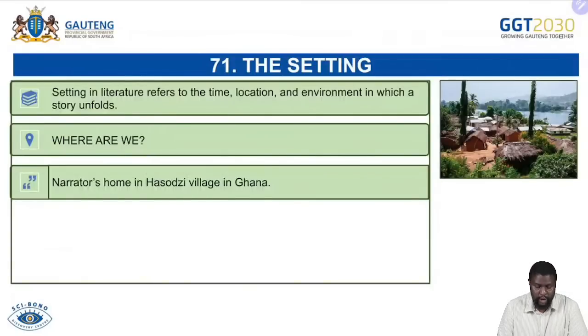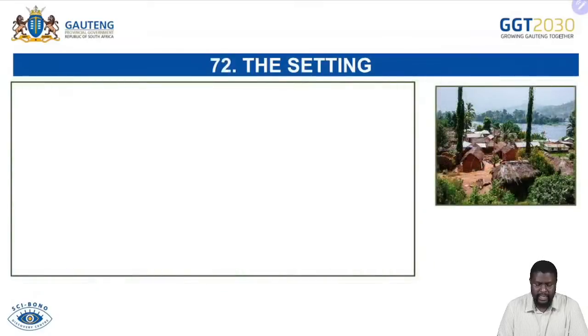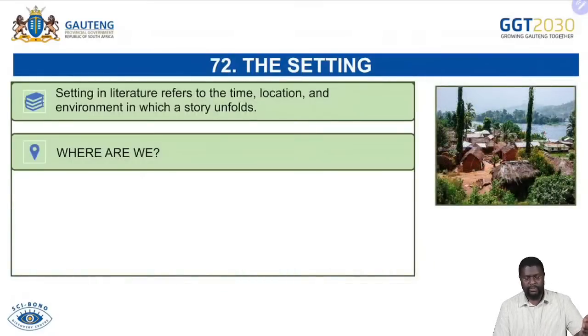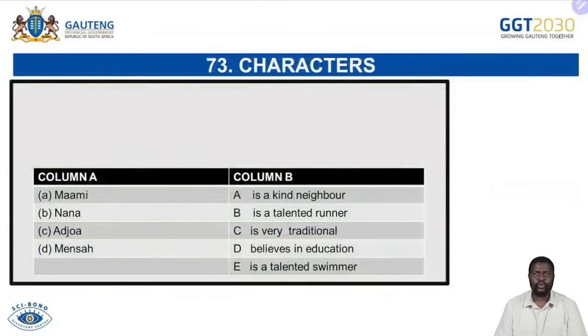Takes place when Ajwa was 7 years old. The story shifts between the narrator's home and the school. Now, what happens here? You remember we did this. It's not clear when the outlets take place, but we find out when the grandmother or Nana starts ridiculing, mocking her for her legs. Again, giveaway questions.